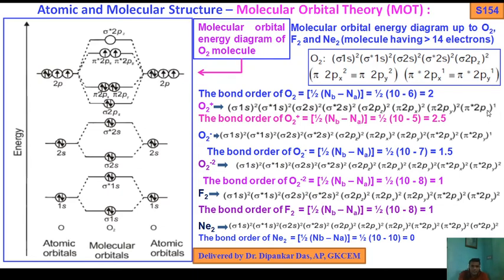Okay. So bond order will be 2.5. Why? Because the electron goes from anti-bonding. If an electron goes from anti-bonding, bond order increases. If an electron goes from bonding, bond order decreases. Simple thing, keep in mind. So the electron goes from anti-bonding, bond order increases to 2.5. Electron goes from bonding, then bond order decreases.